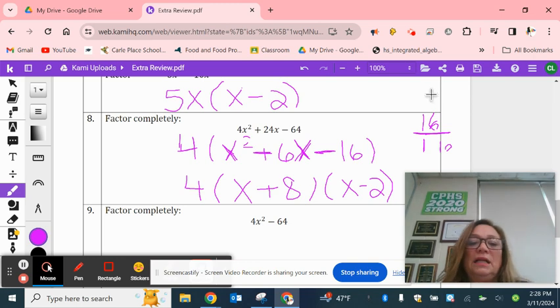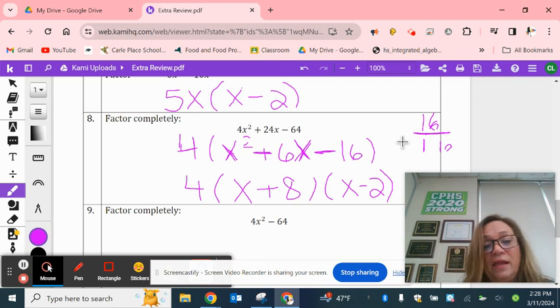Now, why does it work? Well, positive 2 wouldn't work because if it was a positive 2 and a positive 8, that would add to 10. Negative 8 wouldn't work because that would add to negative 10. Negative 8 and a positive 2 wouldn't work because that would add to negative 6. But positive 8 and negative 2 do work because it adds to positive 6 and multiplies to negative 16. Okay?